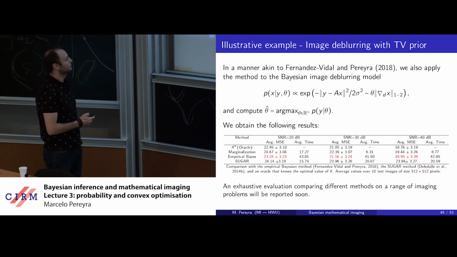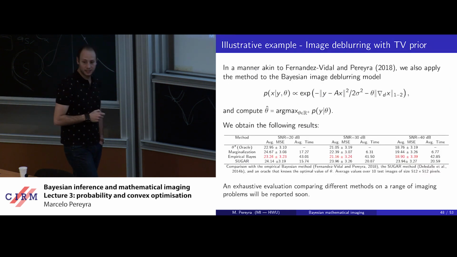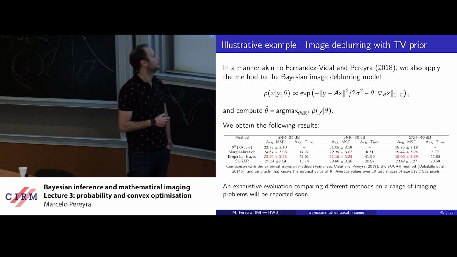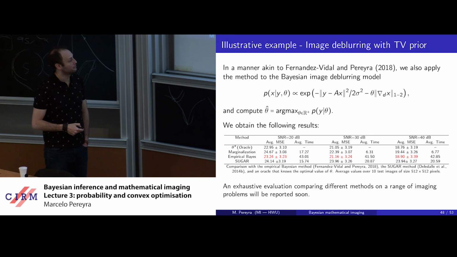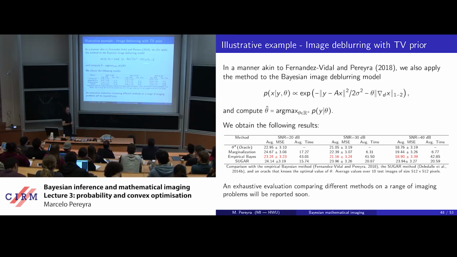And if I compare this with the method that I described yesterday, that Anna has been developing, then we see that when the noise level is really low, in the deblurring example from yesterday, doing empirical Bayes, which is what we were doing yesterday, is definitely the right thing to do. You have a performance that is very close to the oracle, and the other two methods, the other Bayesian one and SUGAR, are suboptimal.